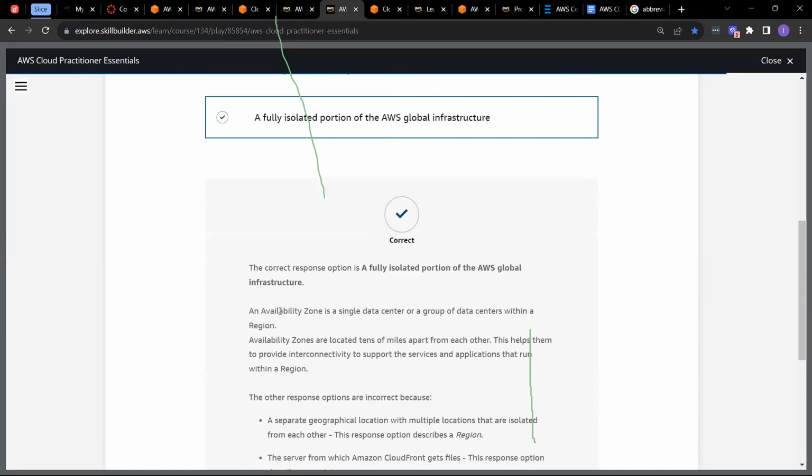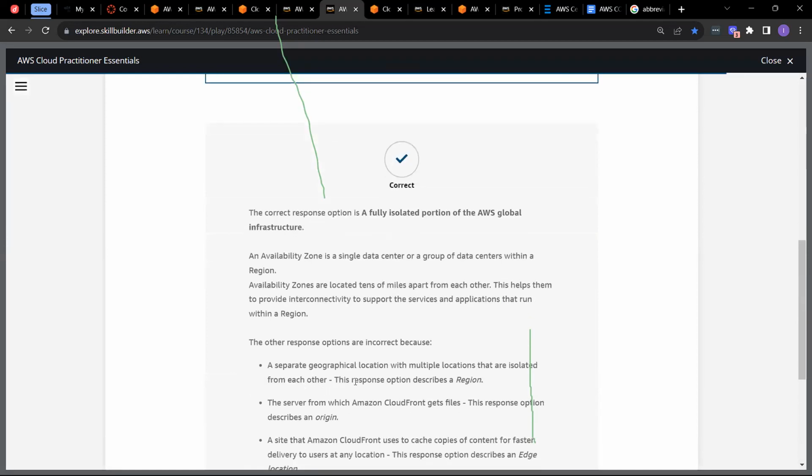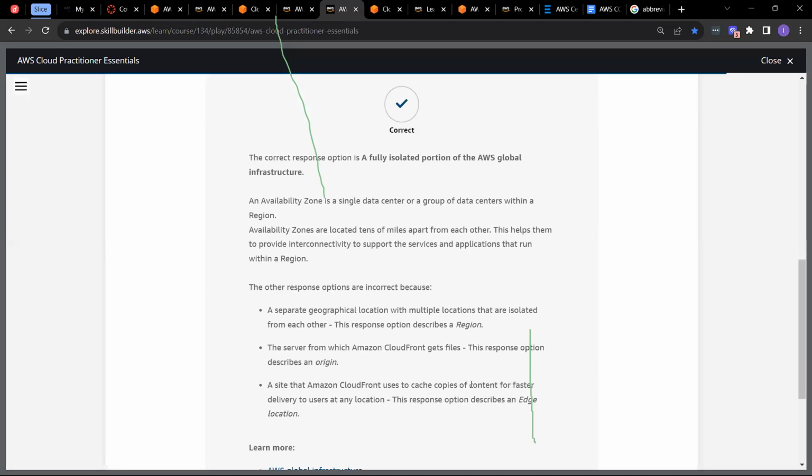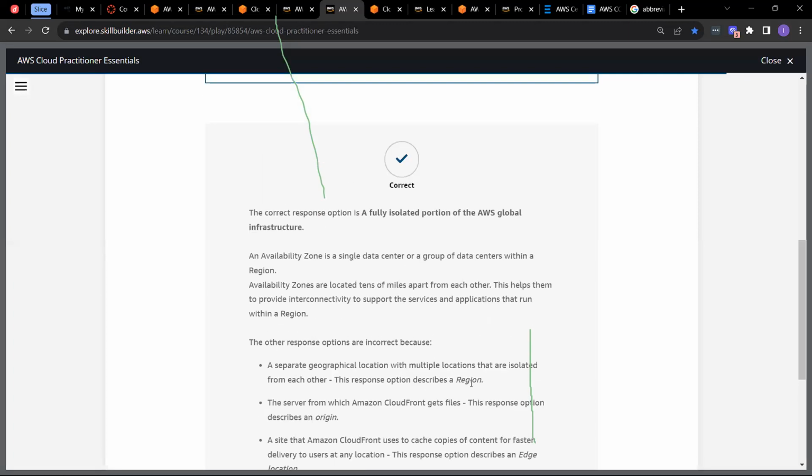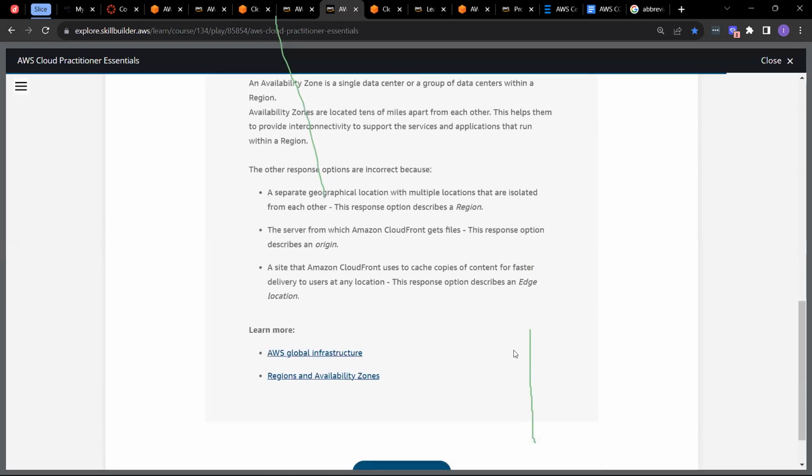The response option describes a region. A separate location with multiple locations, because data centers are not allowed by AWS to be known by the public. So yes, it will distract you.